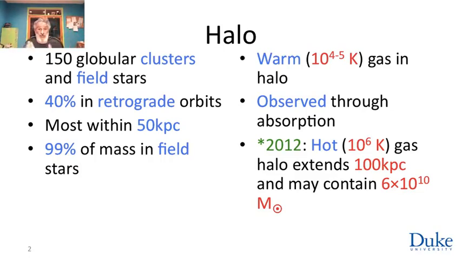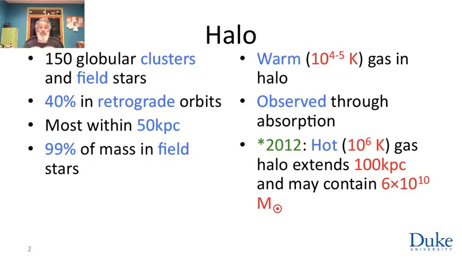Of course, some of these objects are in the disk. We detected them first as population 2 stars in the solar neighborhood that just happen to be moving with the wrong velocity. And all of the stars in the halo, as we said, are old, between 11 and 13 billion years. What else is out there?